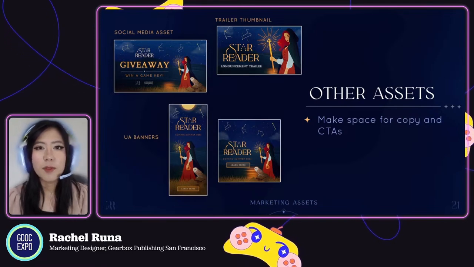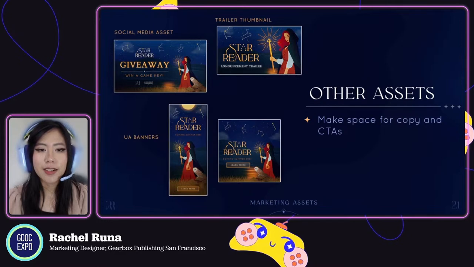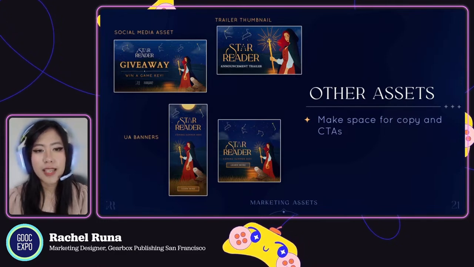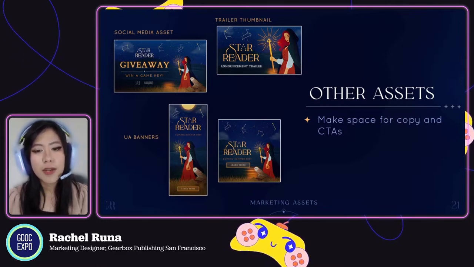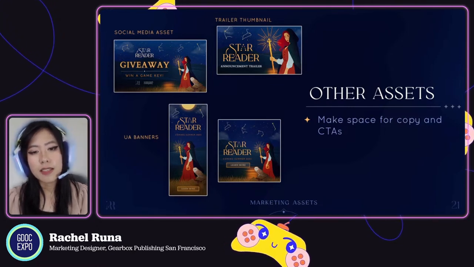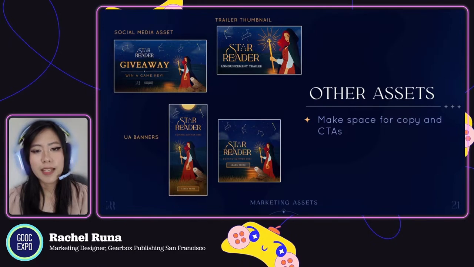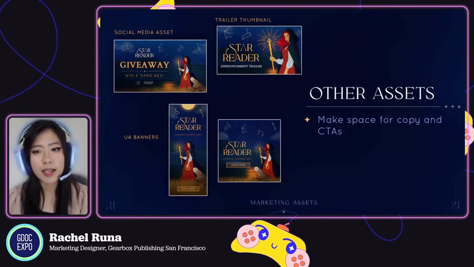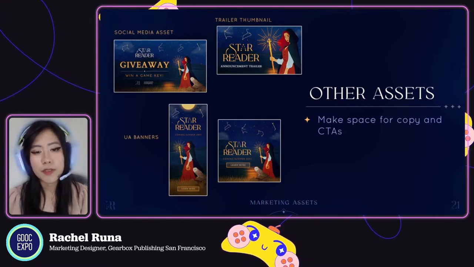You can see that the more square UA banner has the same sort of layout as the giveaway banner where I've placed everything to the right so that I have space on the left. And it's all about creating less noise behind the copy and CTA, which are very important.